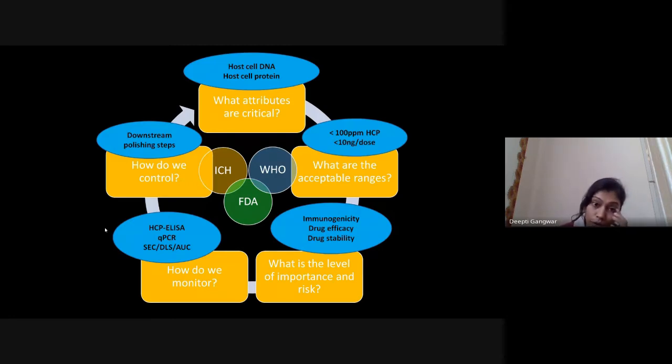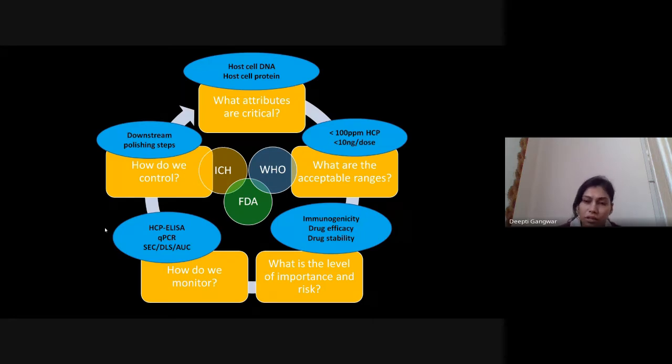Then moving on to the acceptable ranges. The acceptable ranges are also defined by these bodies, wherein based on their historical experience, whatever knowledge they have gained from the biopharmaceuticals that are in the market, they have decided certain ranges within which your molecule should fall before they accept your molecule. Then, what is the level? This is very important for us to understand, why we need to control these impurities at a certain level.